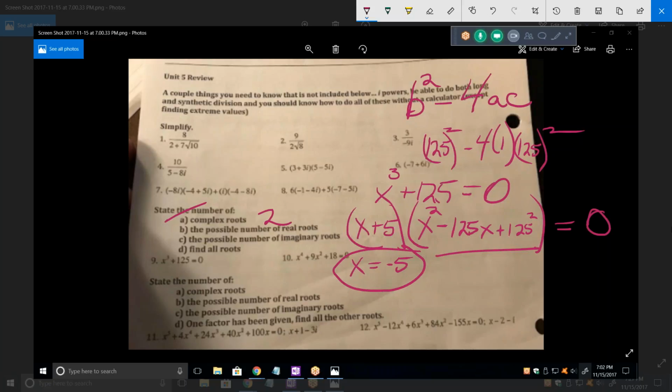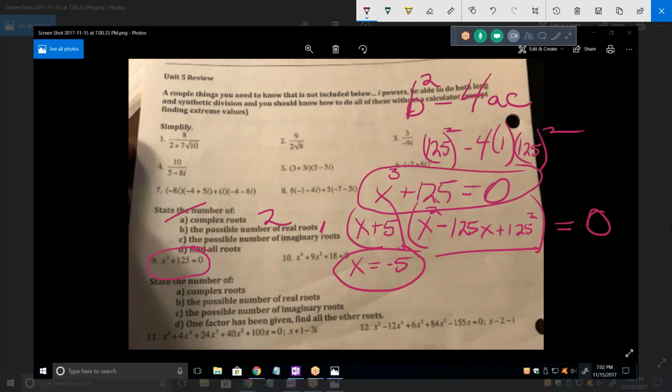The possible number of real roots. 3? No. And here's the reason why: this is a cubic. A cubic has at most 3 solutions. Oh, so well, 1 then. We just found 1 real and 2 imaginary. So the possible number of real roots has to be 1 for this particular function.